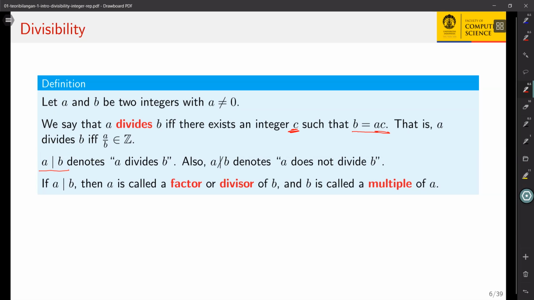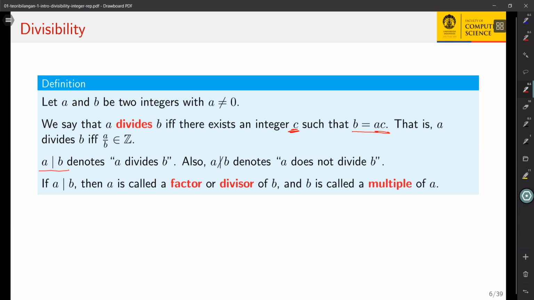Now, if you want to say that A does not divide B, then you use the same vertical bar, but then you cross this out, right? So you make a cross, with a backslash, right? Now, if A divides B, then we will call A a factor or a divisor of B, and as one of you said earlier, B is a multiple of A, right?